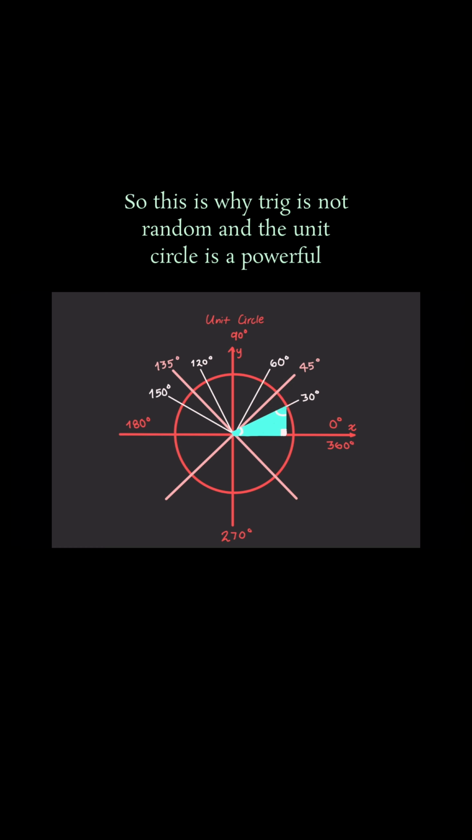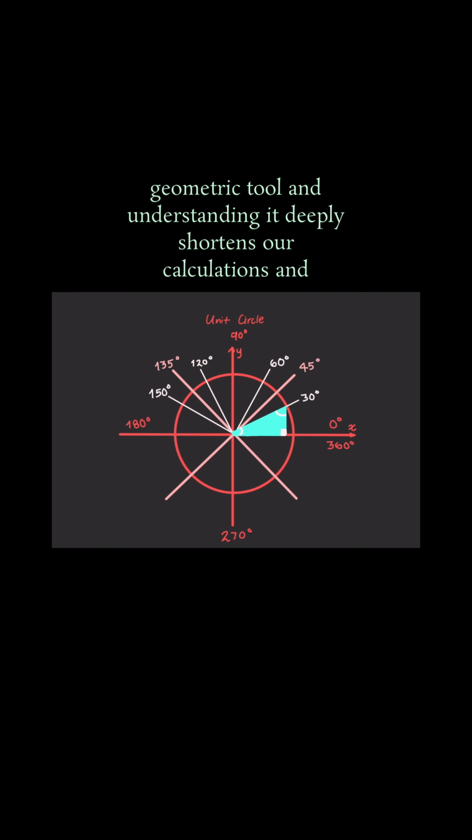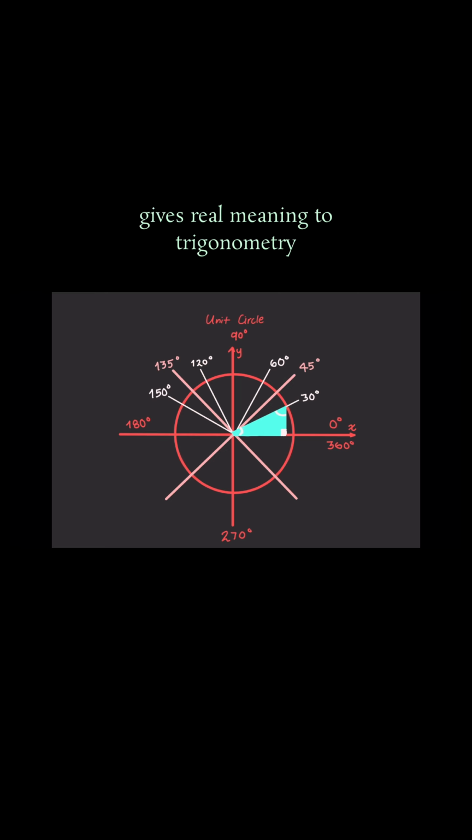So this is why trig is not random and the unit circle is a powerful geometric tool, and understanding it deeply shortens our calculations and gives real meaning to trigonometry.